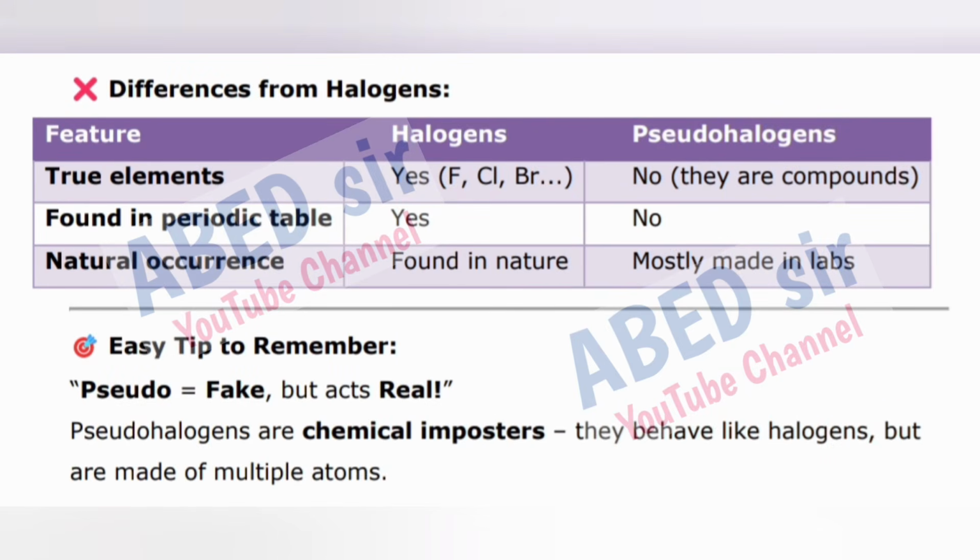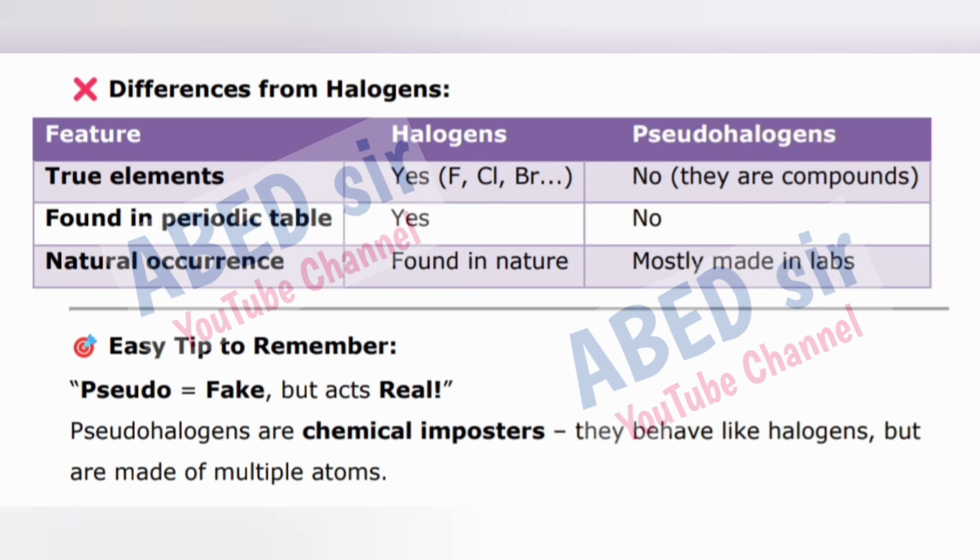Differences from halogens. Feature, halogens, pseudohalogens. True elements: yes, F, Cl, Br; no, they are compounds. Found in periodic table: yes, no. Natural occurrence: halogens found in nature, pseudohalogens mostly made in labs. Easy tip to remember: pseudo is equal to fake, but acts real.